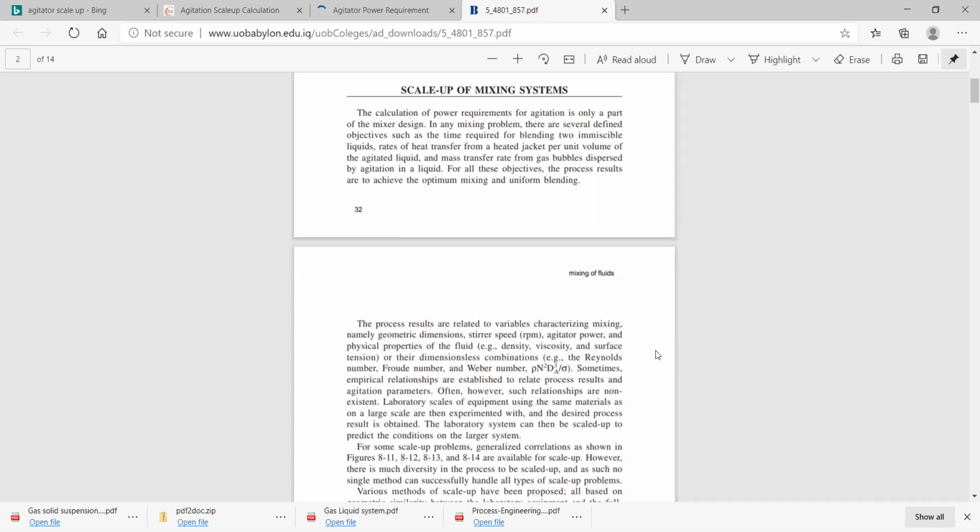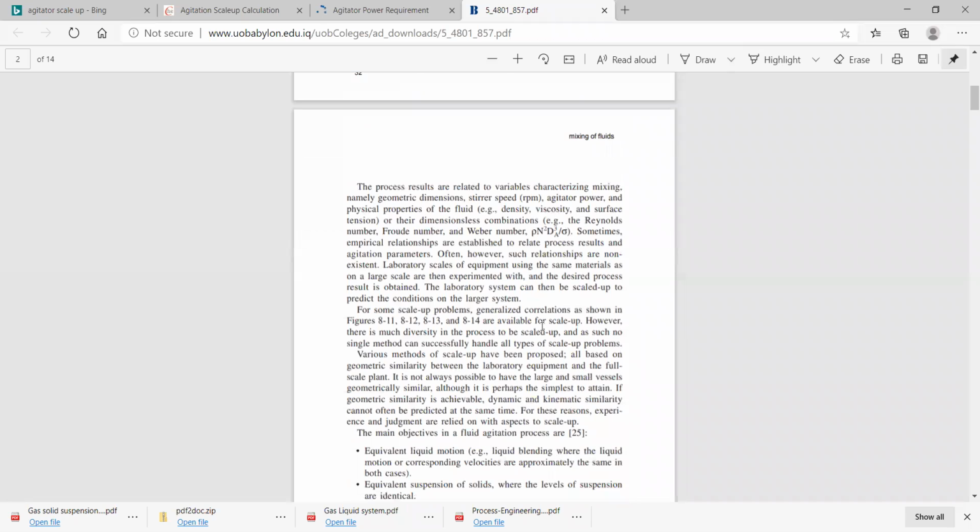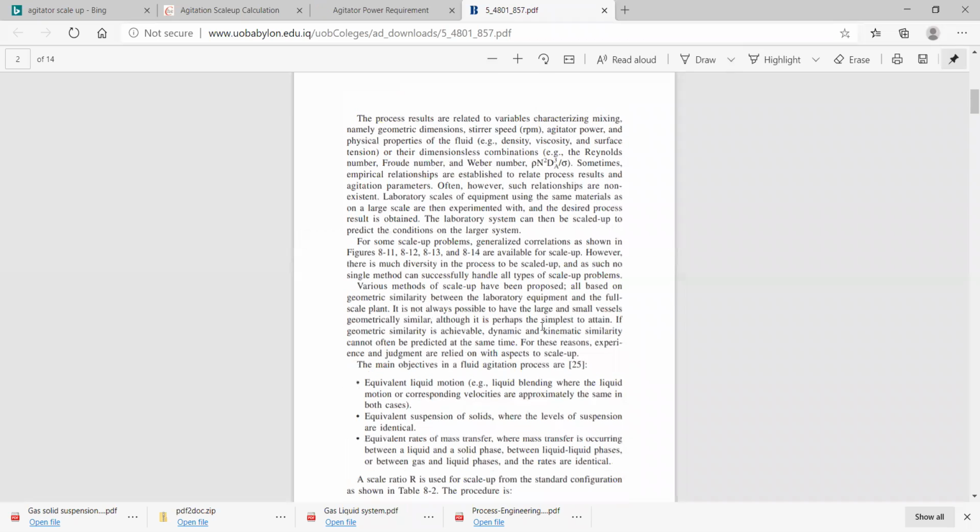The process results are related to variables characterizing mixing, namely geometric dimensions, stirrer speed, agitator power, and physical properties of the fluid, that is density, viscosity, surface tension, or their dimensionless combinations, for example, the Reynolds number, Froude number, Weber number, etc. Sometimes empirical relationships are established to relate process results and agitation parameters. Often, however, such relationships are non-existent.